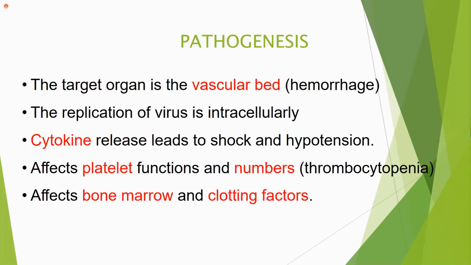So the pathogenesis: the target organ is the vascular bed, leading to hemorrhage. The replication of the virus occurs intracellularly. The cytokine release leads to shock and hypotension. They affect the platelet functions and counts, leading to thrombocytopenia. It also affects the bone marrow and clotting factors, leading to bleeding diathesis.